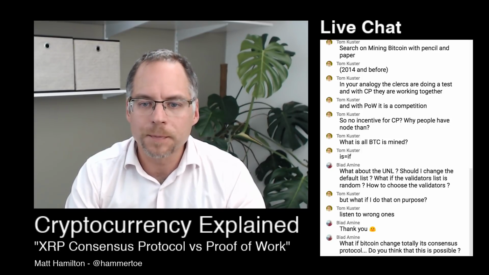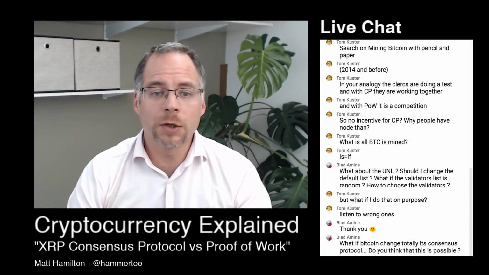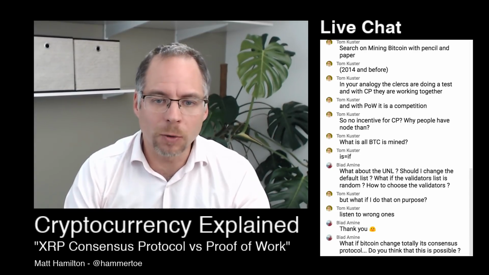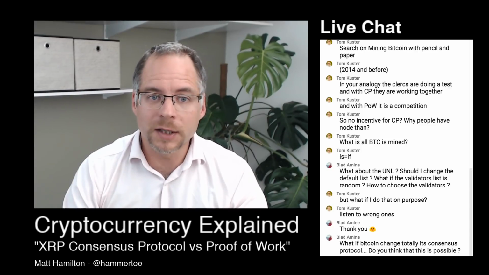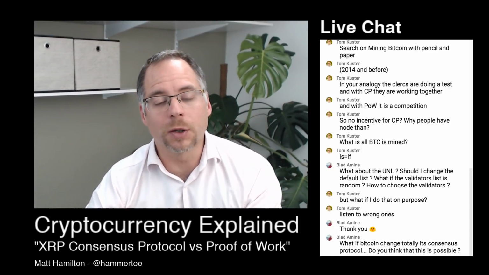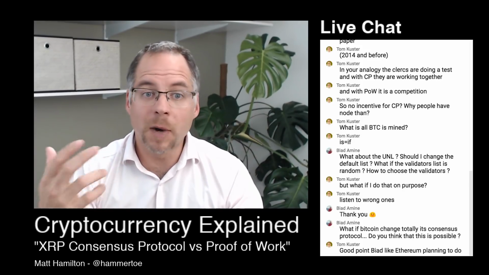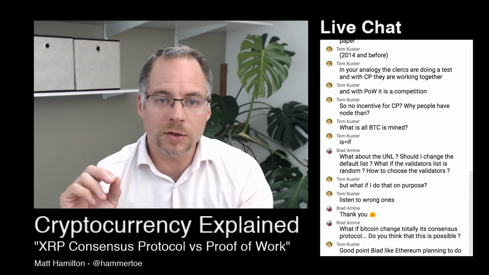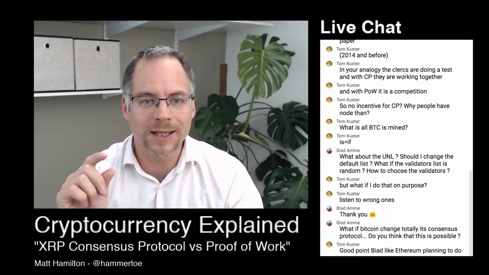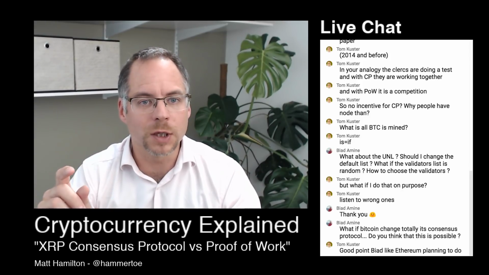So, what if Bitcoin changed totally its consensus protocol? Do you think it's possible? Well, potentially, yes. Maybe not its consensus protocol, but it could change the algorithm that's used for proof of work. This has been considered, because people have said that these currency mining farms use specialized hardware, ASICs, specialized chips designed exactly to solve the problem that Bitcoin's proof of work uses.